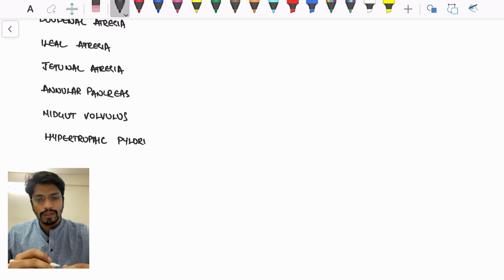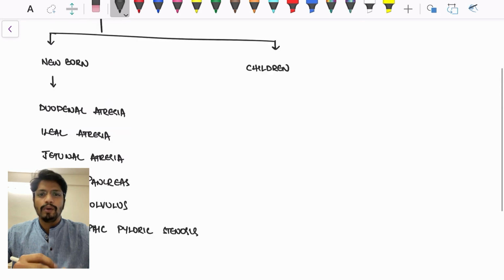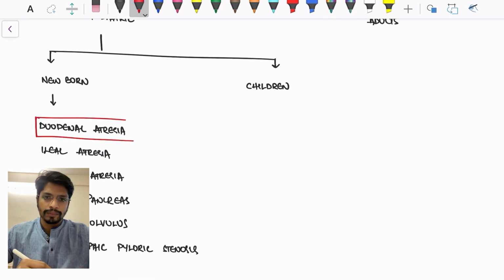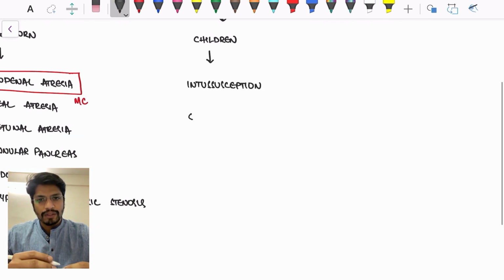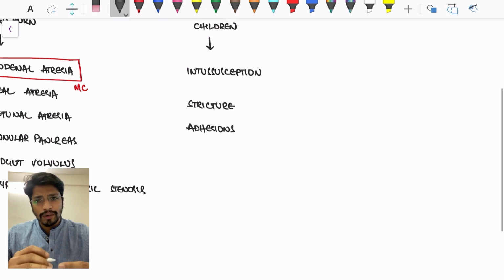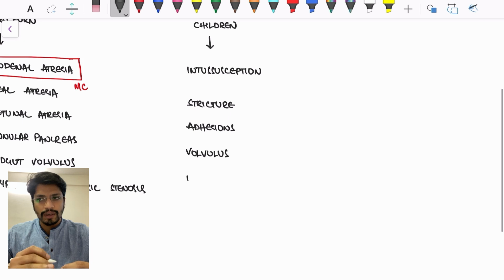The most common cause is duodenal atresia. Now we'll see the causes in children. Intussusception, most common is ileocolic type, stricture, adhesions, volvulus, and hernia. Again, in children, the most common cause of intestinal obstruction is intussusception. Now we'll see in adults.